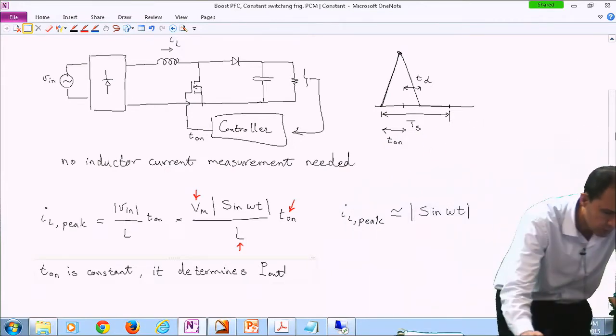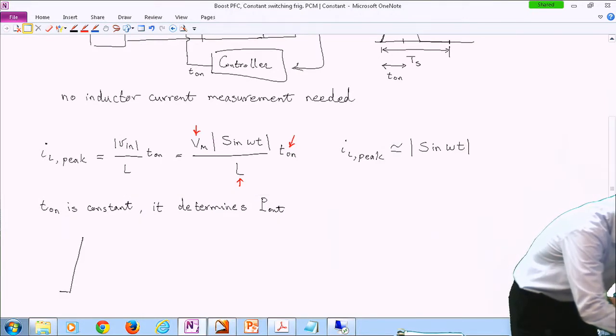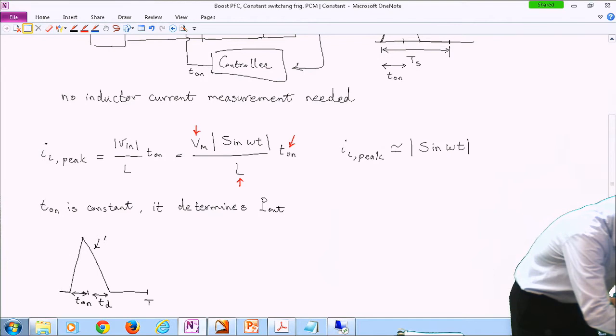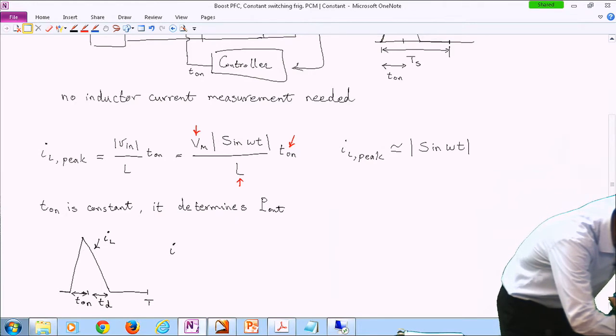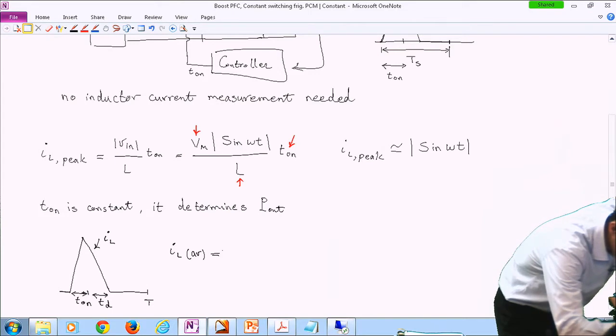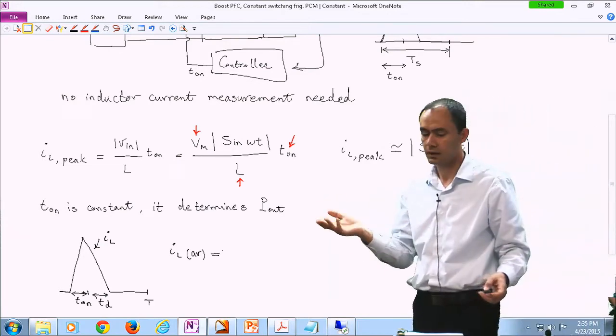Okay, so I'm going to draw the current one more time. So if we focus only on one switching period, if I look at I_L average value, it is basically the area under this triangle divided by a switching period.